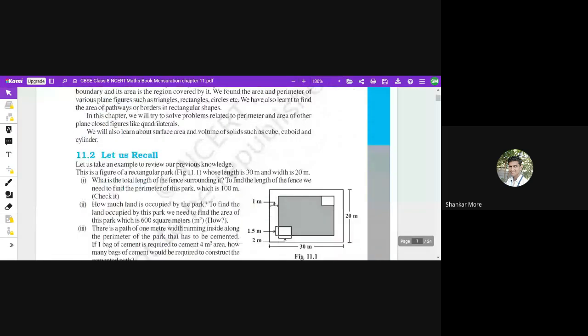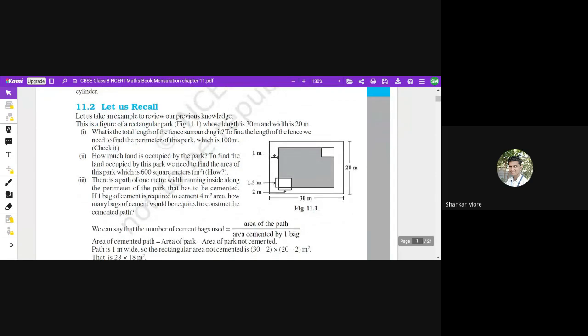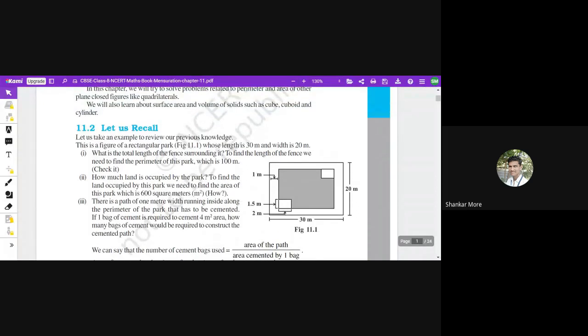Okay, so that was the basic introduction, what we have already learned and what we are going to learn in this chapter, right? So let us recall. So we have learned these things, but we are just going to revise it again. So this is a figure of a rectangle. यहाँ पे जो figure दिख रही है, this is a rectangle, right? This is a rectangular park. Now, its length is 30 meters and its width is 20 meters. Now, what is the total length of the fence surrounding it?